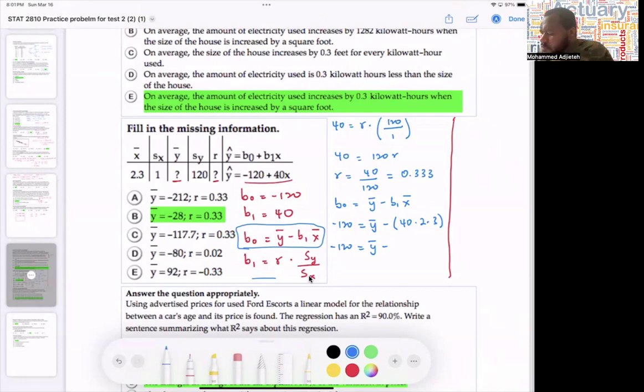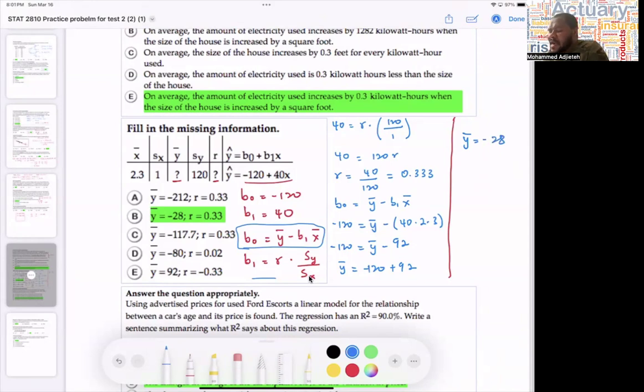That is 92. So now we can see y bar equals negative 120 plus 92. So you can see from here, y bar equals, what is negative 120 plus 92? What did I do? I just added 92 to both sides of the equation. So what is negative 120 plus 92? That is negative 28. So that is how to do that.